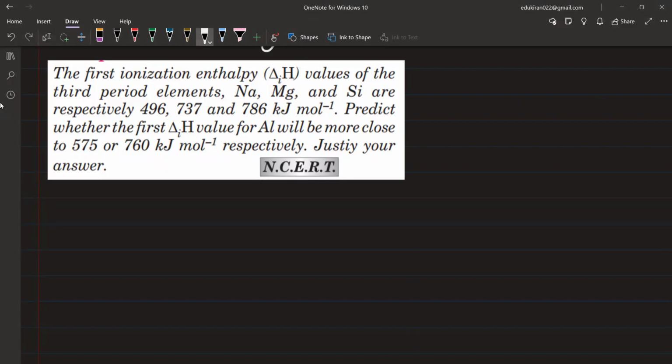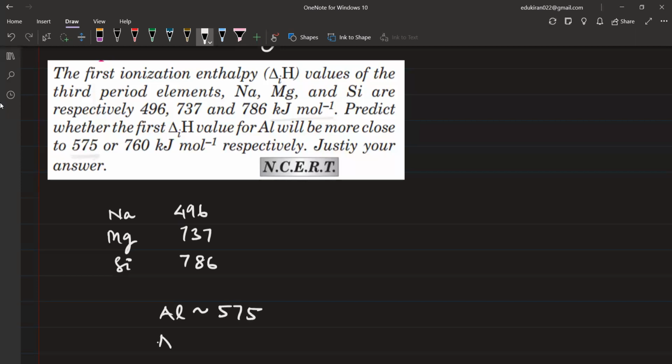Now, if you look at this question, they have given a few data here. You have sodium, magnesium, and silicon, and they have given me the ionization enthalpy as 496, 737, and 786. All of them are in kilojoule per mole. They're asking me to predict whether the ionization enthalpy of aluminium will be near to 575, or near to 760.